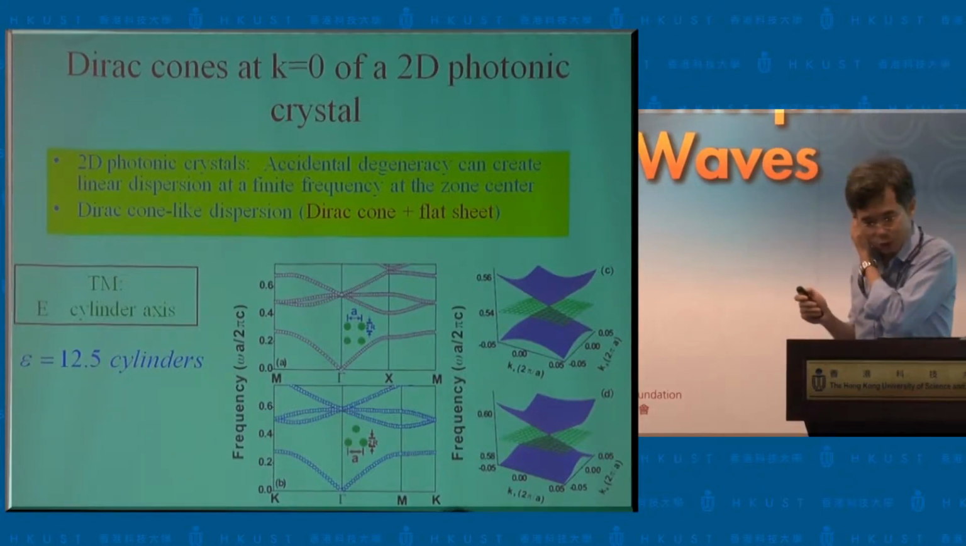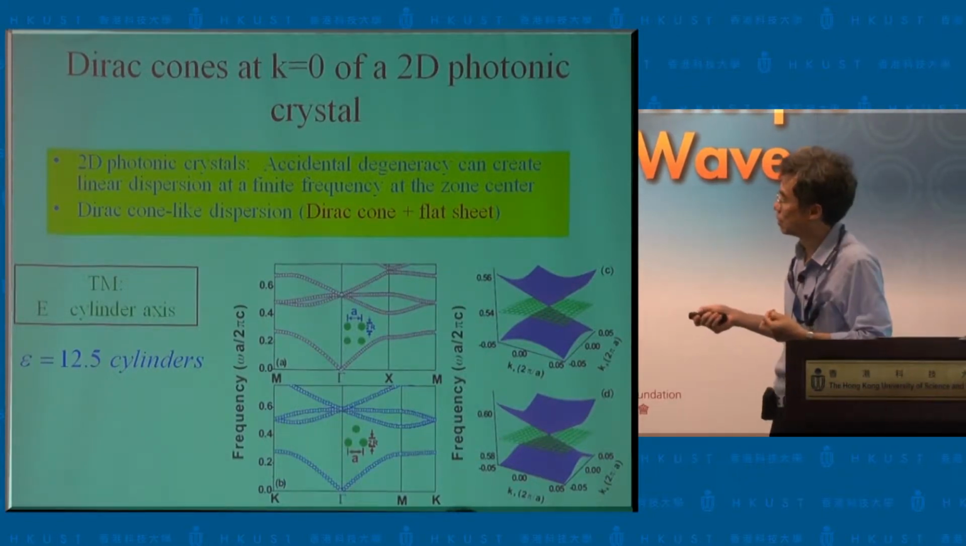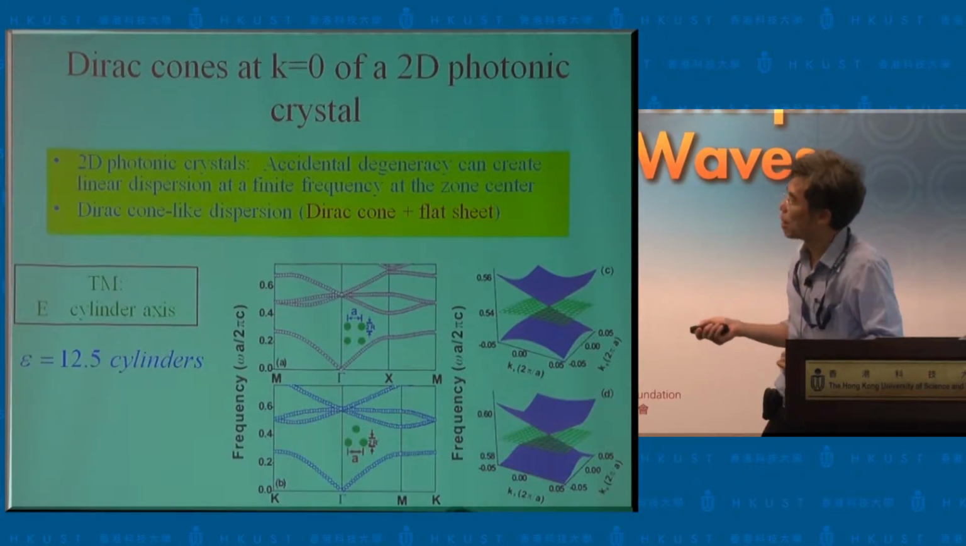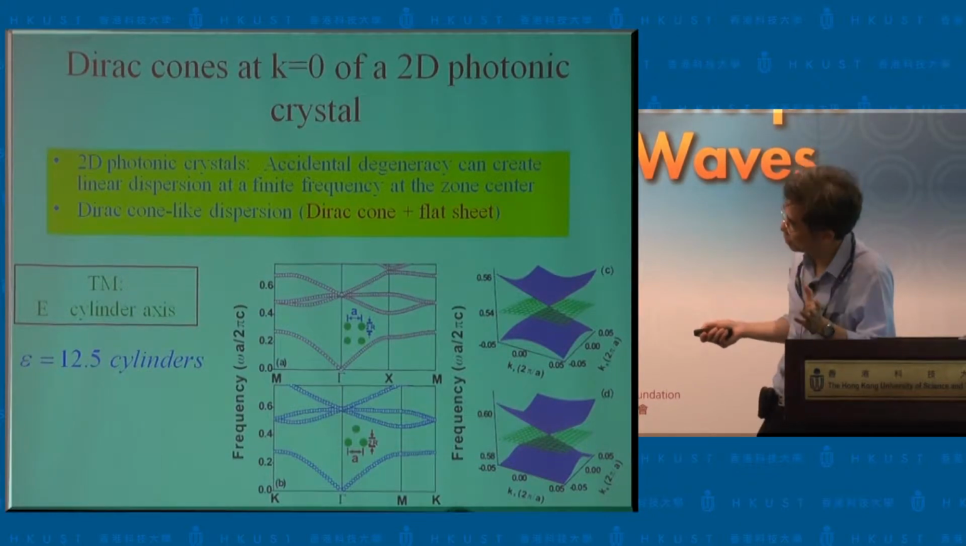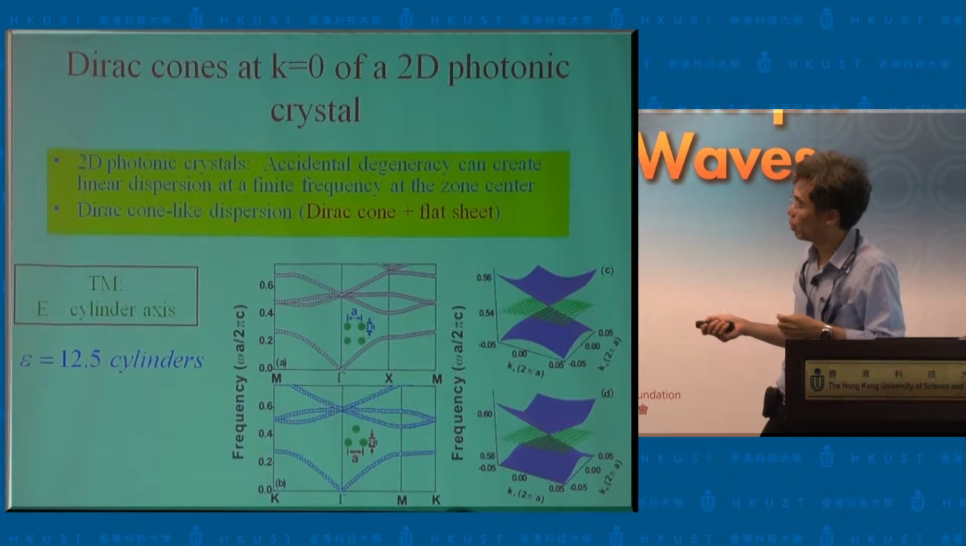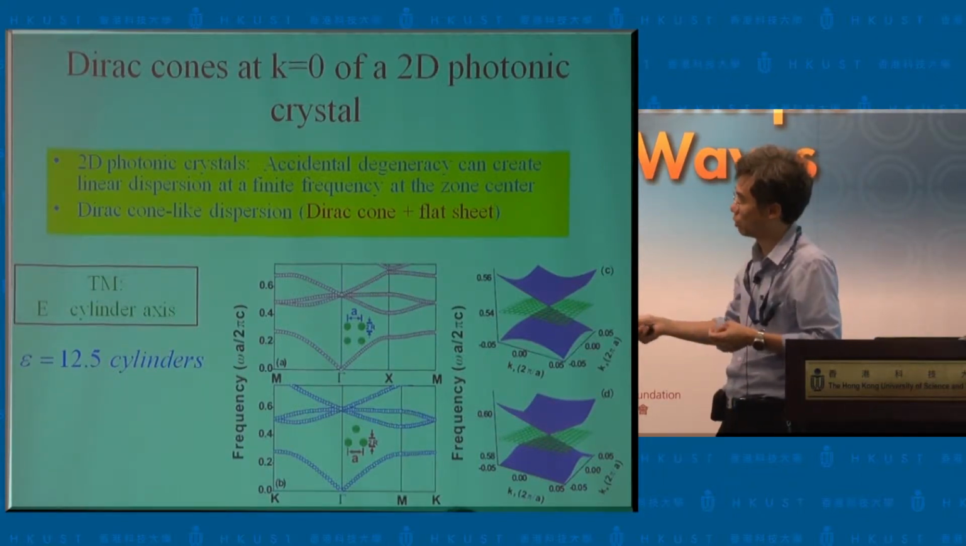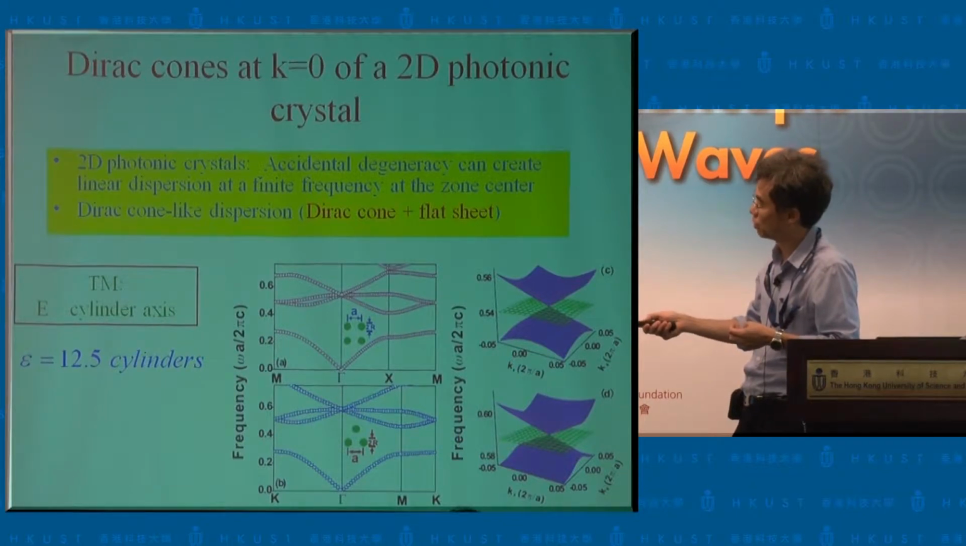Now, and so it gives you a more complete band structure. And this is, again, 2D photonic crystals made of cylinders. And you can see that for this particular epsilon, which is quite reasonable, for both the square lattice and the hexagonal lattice, you just arrange the cylinders in a square or a triangular array, then you get these linear bands.